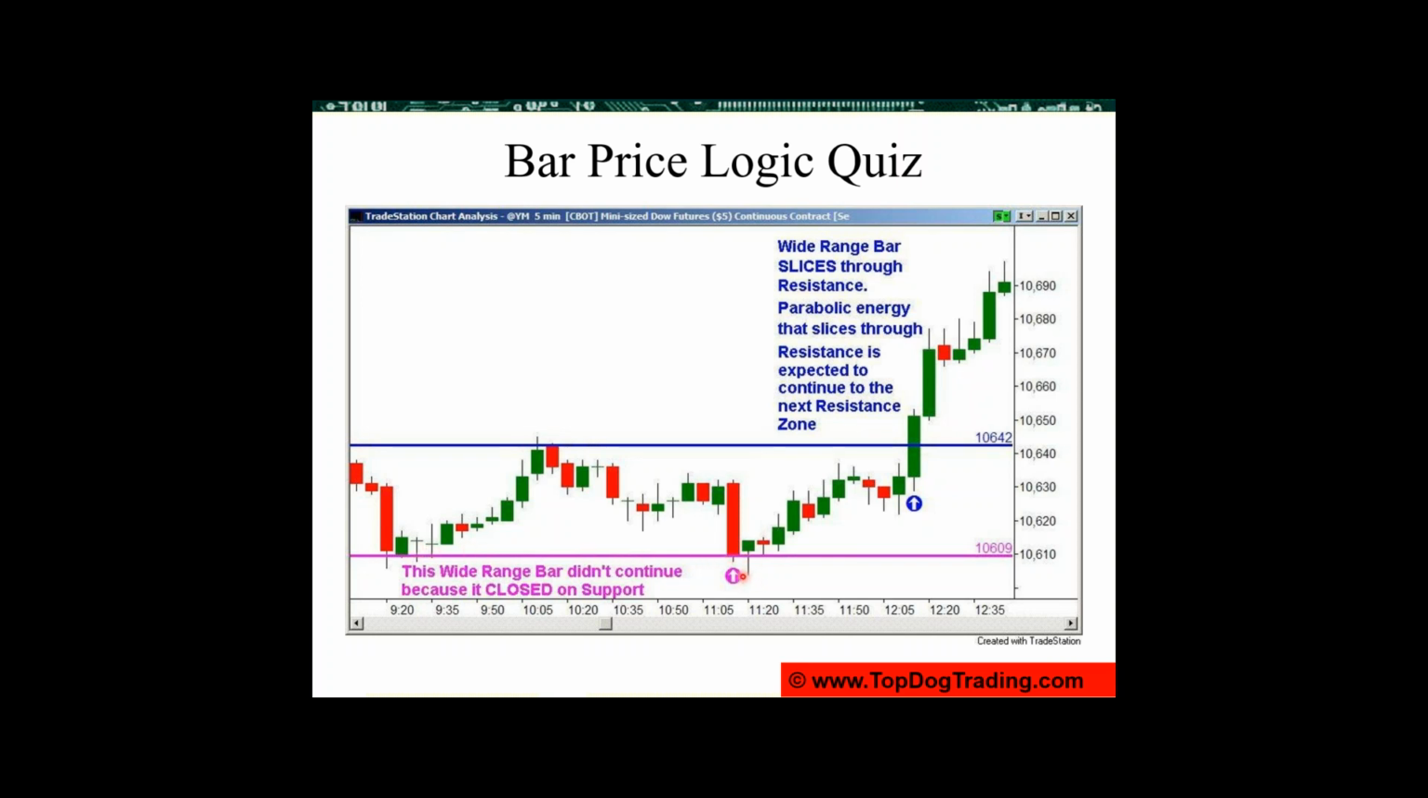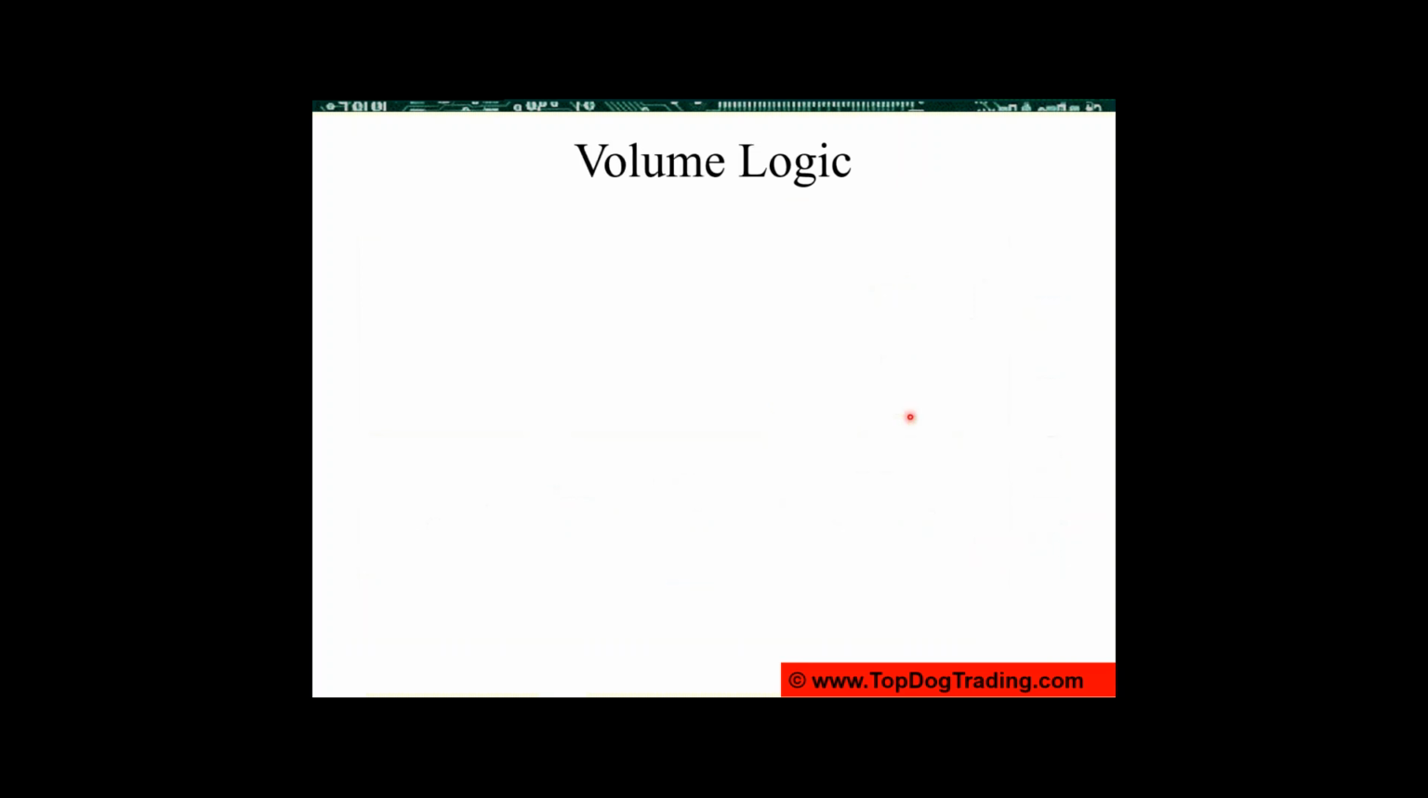And now it goes a little below it, just enough probably to run some stops or take out some breakout traders and fake them out. But this one shows more strength because it closed above resistance and was a wide range bar.